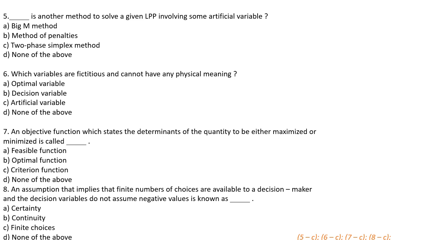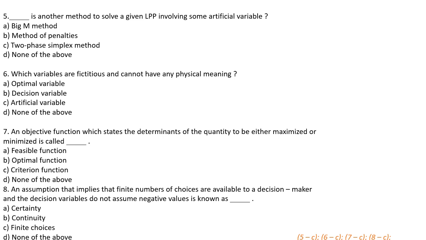Fifth, what is another method to solve a given LPP involving some artificial variables? Big M method, method of penalties, two-phase simplex method, none of the above. Correct answer is option C, two-phase simplex method. Which variables are fictitious and cannot have any physical meaning? A, optimum variable, decision variable, artificial variable, none of the above. Correct answer option C, artificial variable.